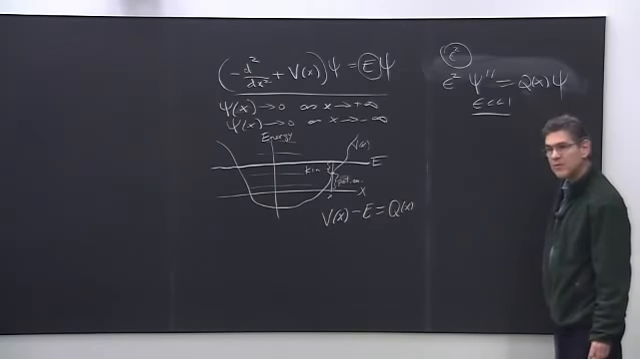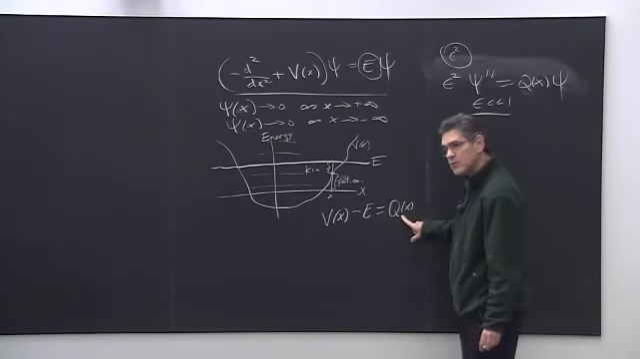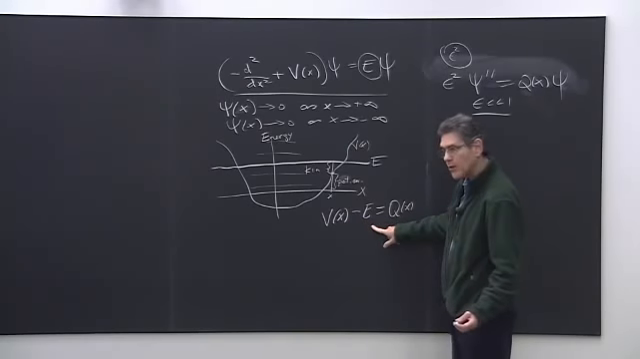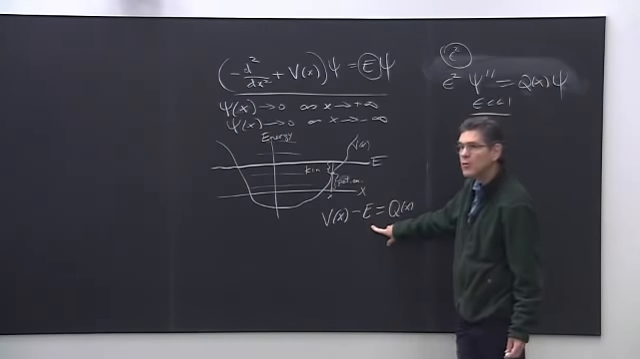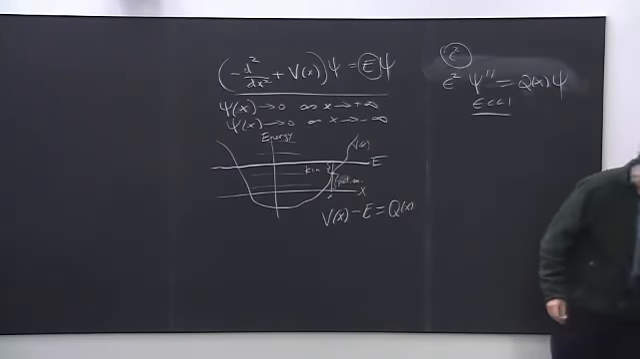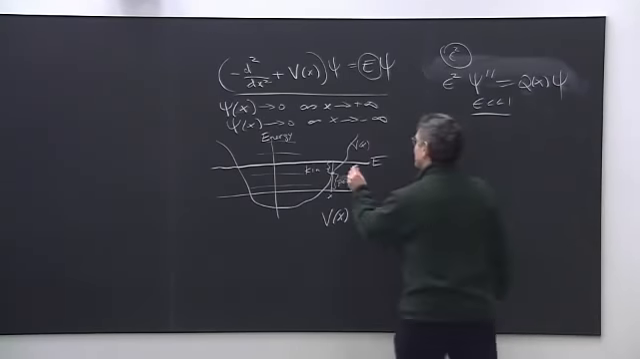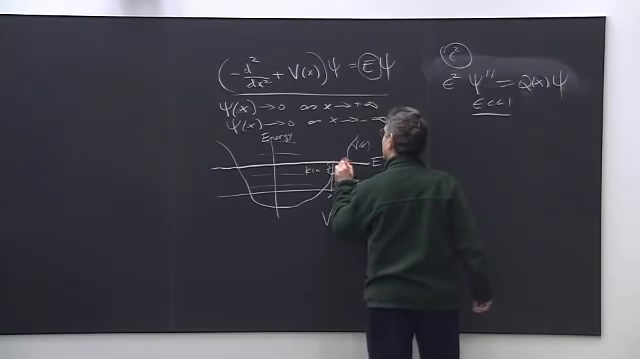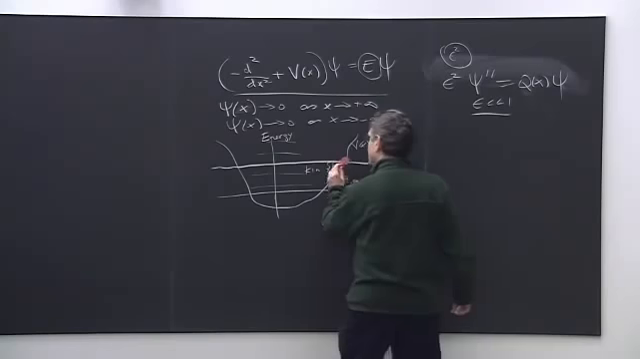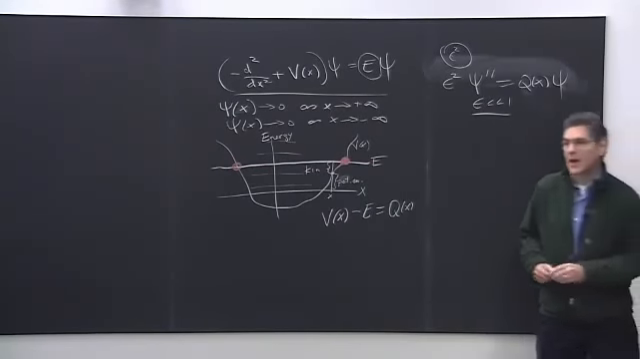And Q of x is equal to 0 in two places. Remember, Q of x is equal to 0 when V equals E. That's a turning point. That's when the particle has no kinetic energy left. We haven't made pictures with colored chalk. Let's make color. There is a turning point right there, and that's the place where V is equal to E.